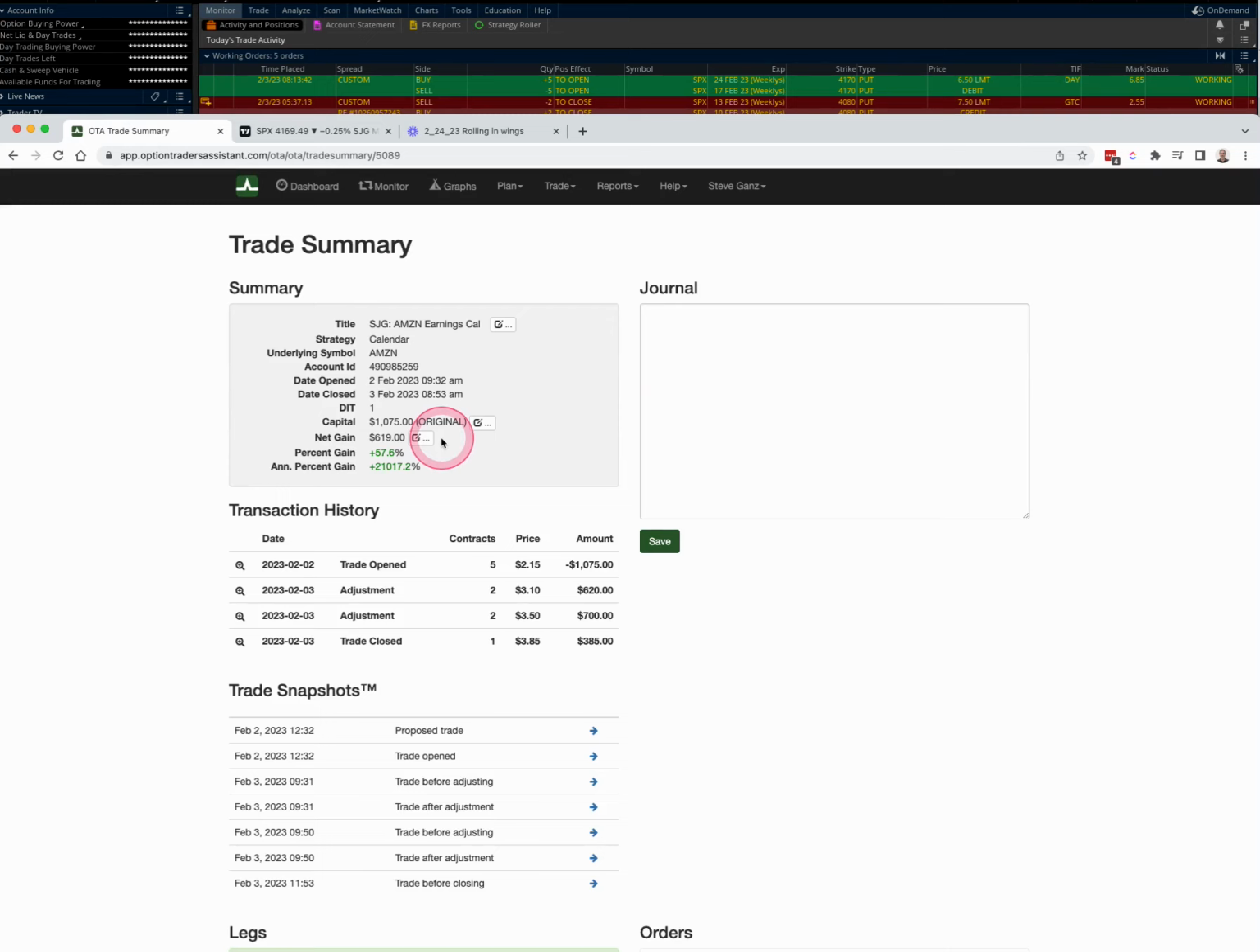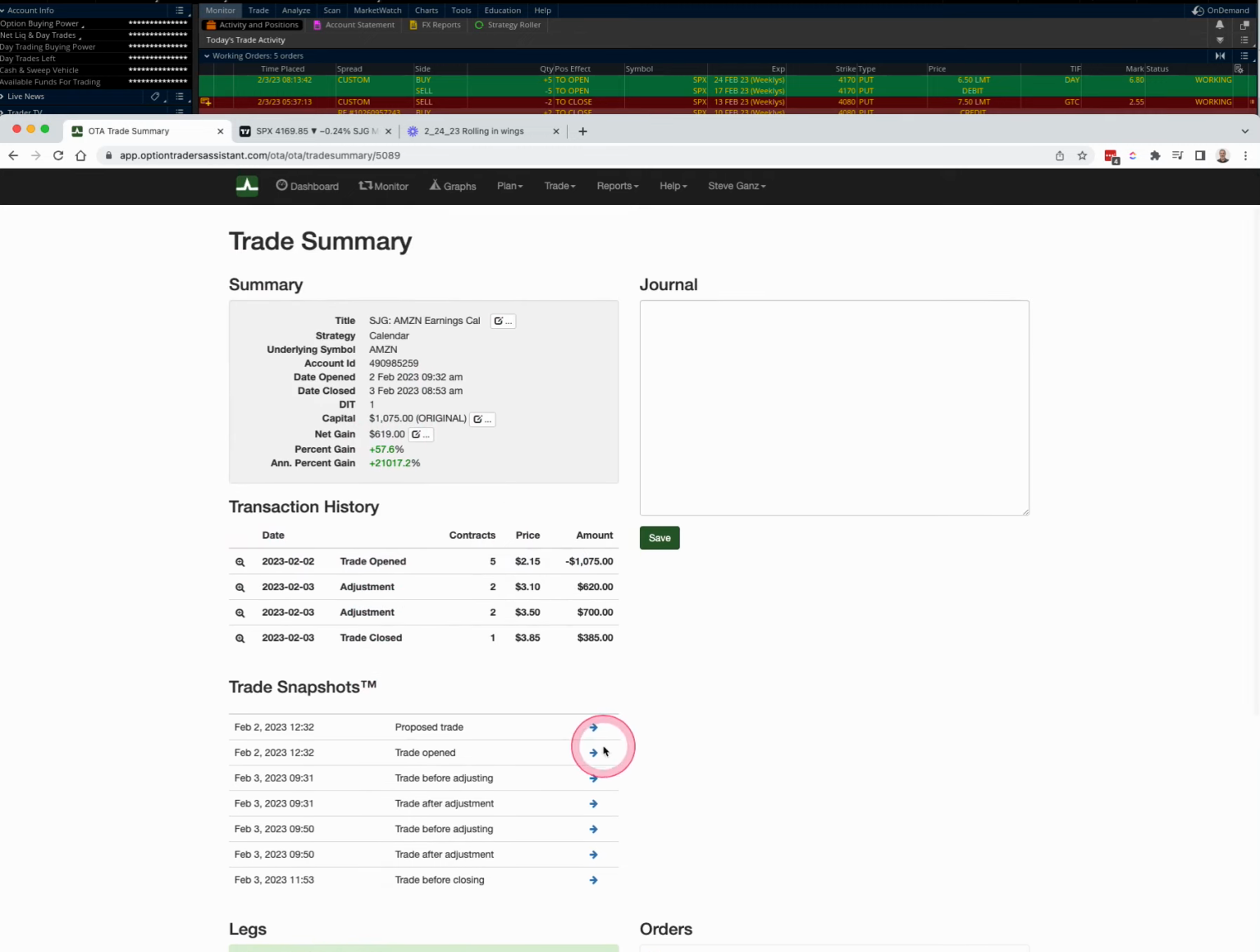So now let's just take a quick run through this trade. So we closed out 619 in profit. We had $1,000 in capital roughly tied up in this trade. We entered this trade yesterday afternoon. That's a 57% profit. So let's just kind of walk through this trade real quickly and take a look at it.